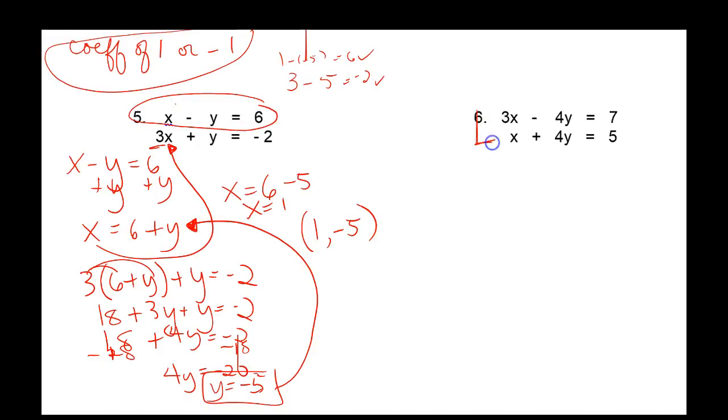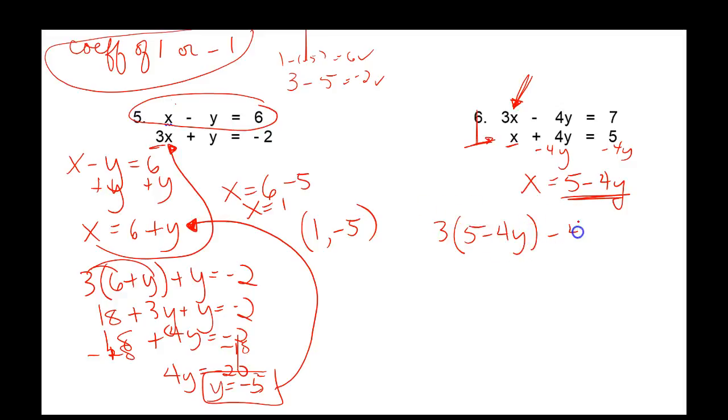That means I'm going to take this equation, I'm going to solve for x. So I'll subtract 4y over to the other side. x equals 5 minus 4y. Now, in the second equation, anywhere there's an x, I can substitute in 5 minus 4y. 3 times 5 minus 4y equals 7.